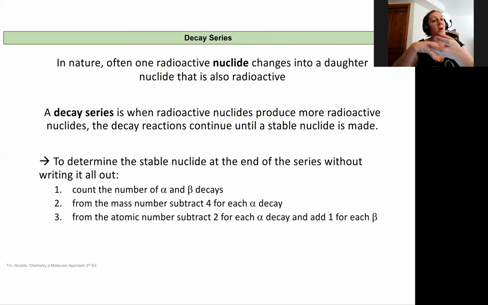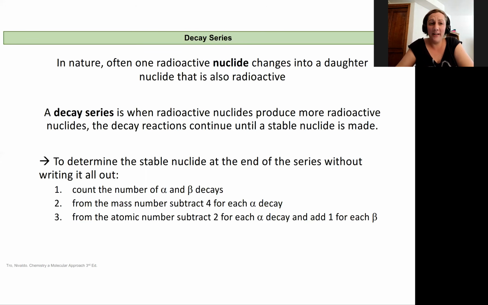And so this is what we call a decay series. It's when a radioactive nuclide produces more radioactive nuclides, and that decay reaction will just keep happening. It's kind of like it snowballs until it hits a stable state. So to determine that, if you have a nuclide that is unstable, you write out all of these nuclear decay equations. You just keep going until you hit one that is stable.